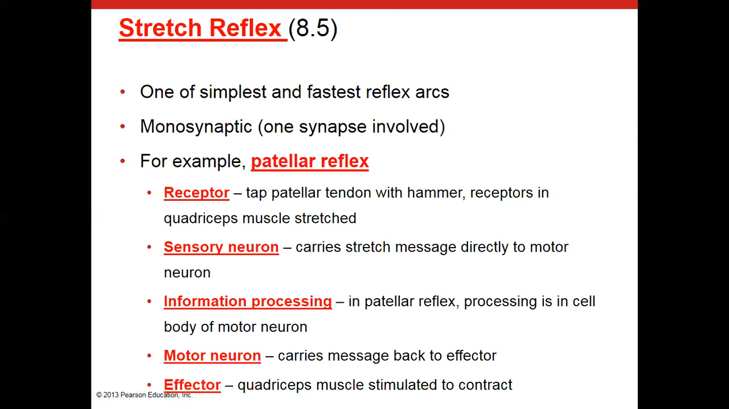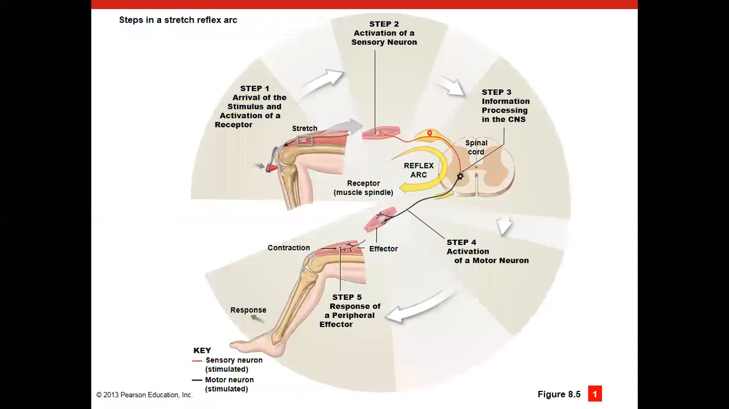That motor neuron cell body receives the information from the sensory neuron and says, okay, that muscle just stretched. We need to contract it so the muscle doesn't get overstretched or damaged. So basically the motor neuron carries that integrated information back to the effector, which is the original muscle that had the receptor, to stimulate it to contract. So all of that's on this slide here.